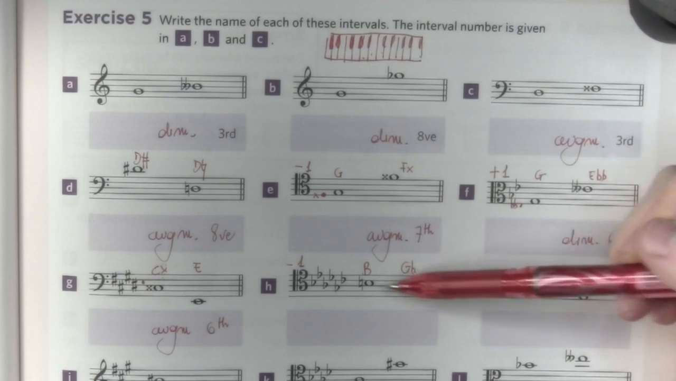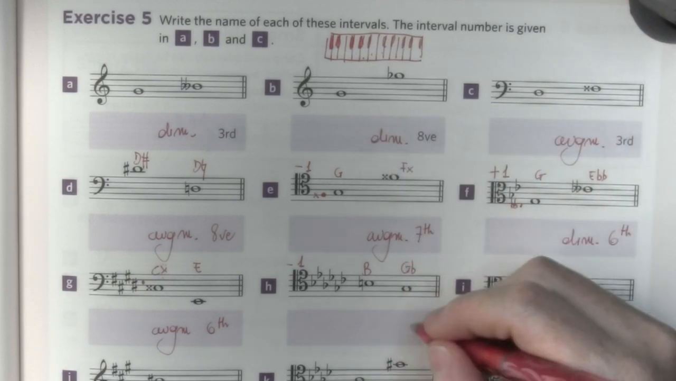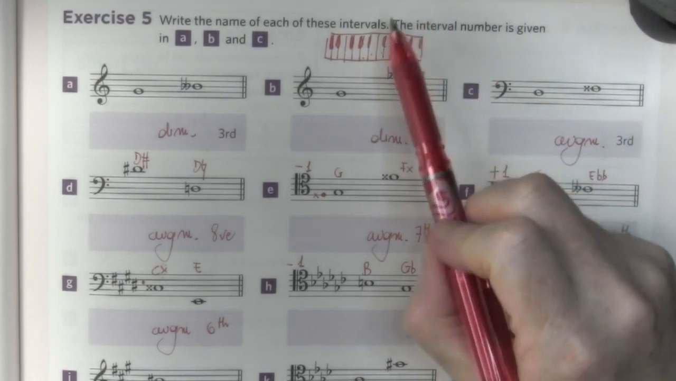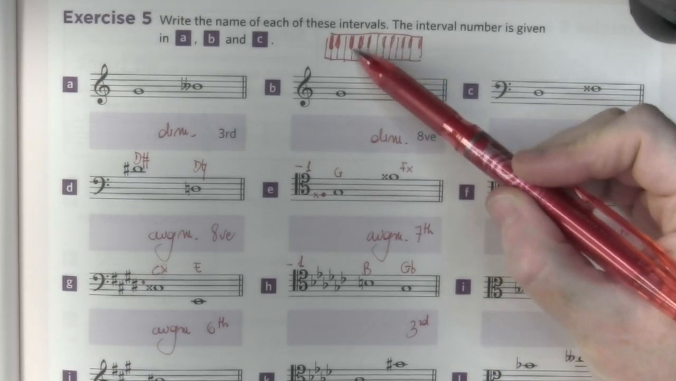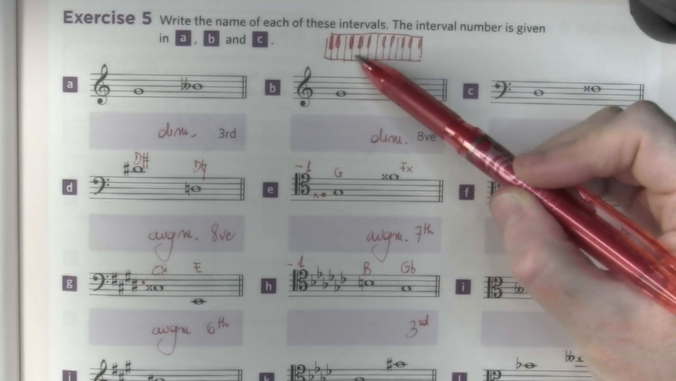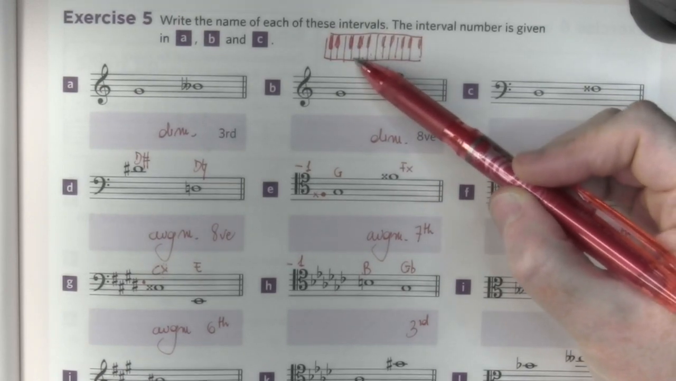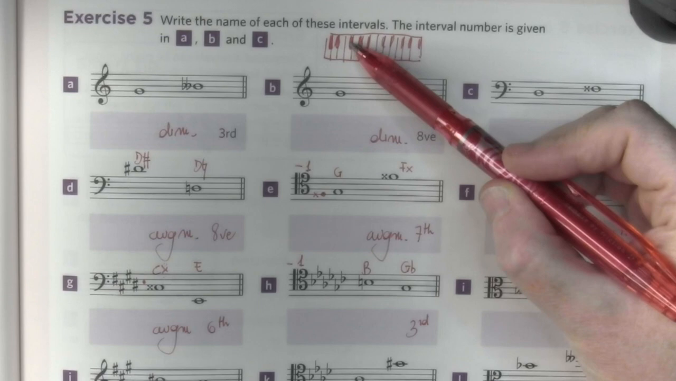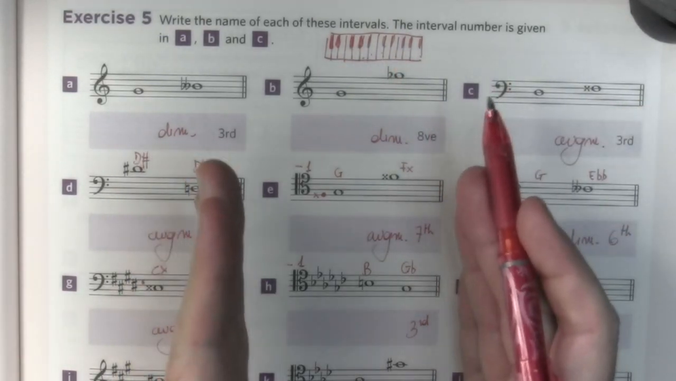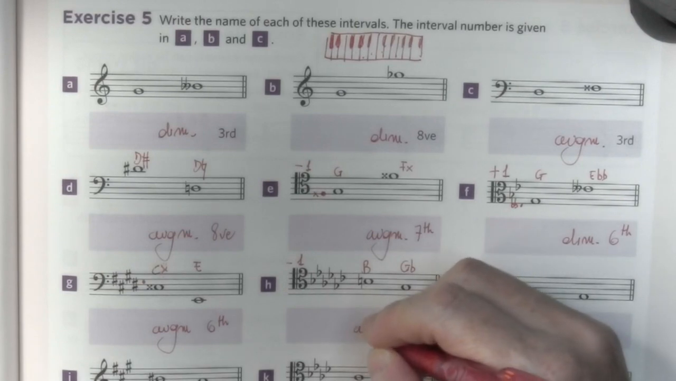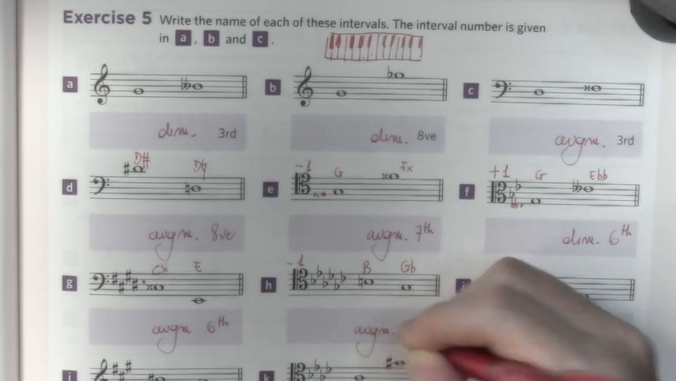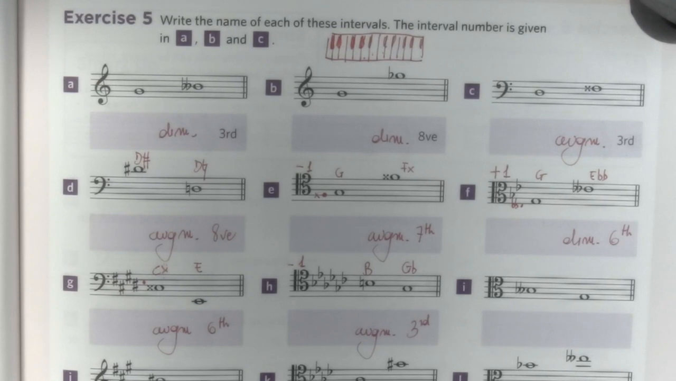Let's see what kind of third it is, because this is a third. So, mi, si, one, two, and a half. Two tones will be the major third, but because the distance is increased, we have an augmented. From major we go to augmented.